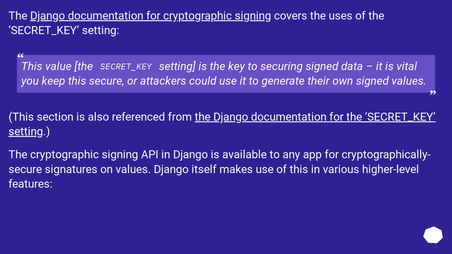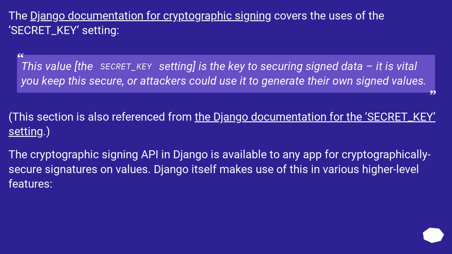The Django documentation for cryptographic signing covers the uses of the secret_key setting. This value, the secret_key setting, is the key to securing signed data. It is vital you keep this secure, or attackers could use it to generate their own signed values. This section is also referenced from the Django documentation for the secret_key setting.